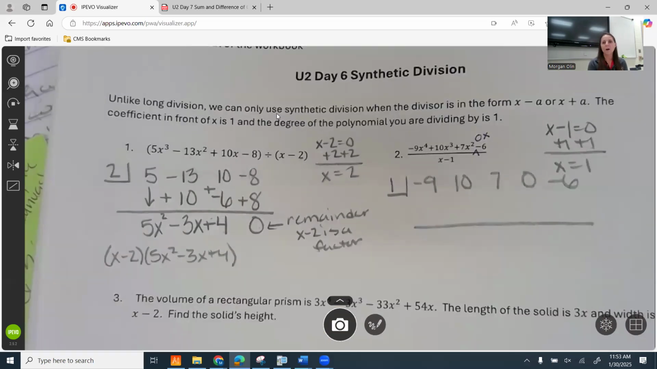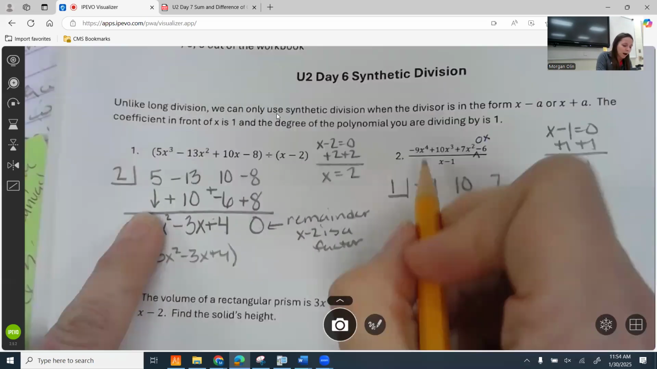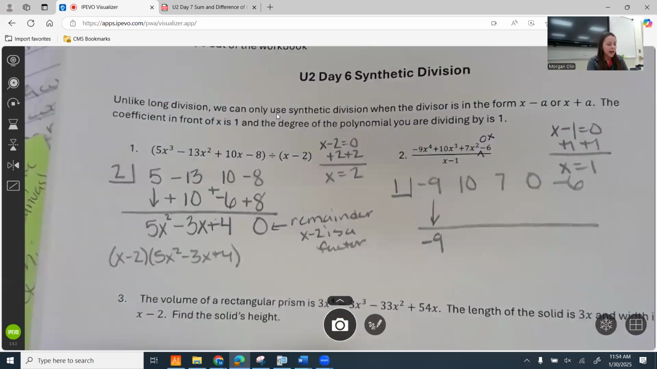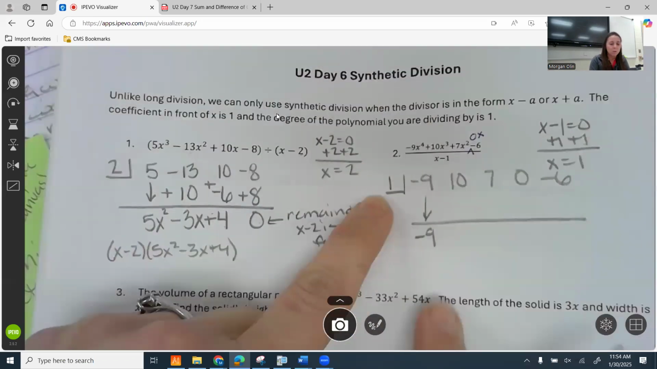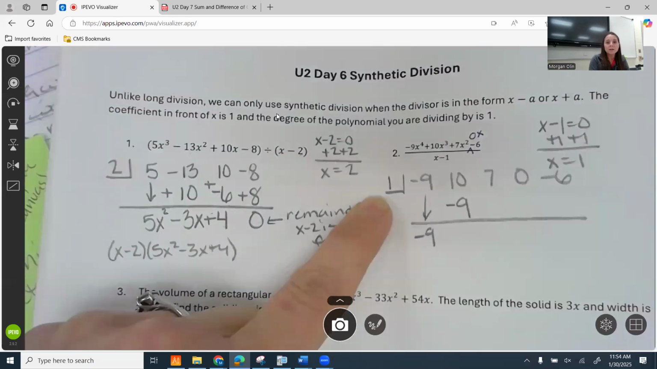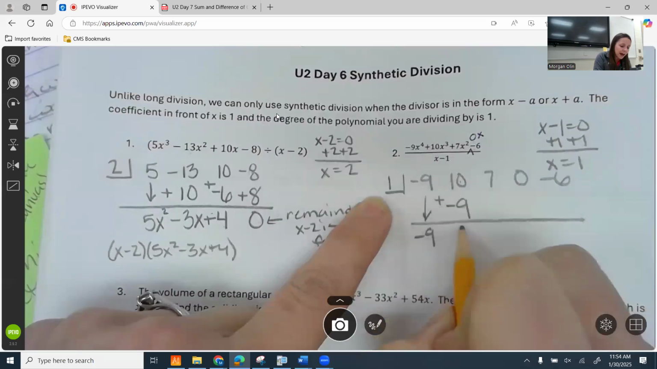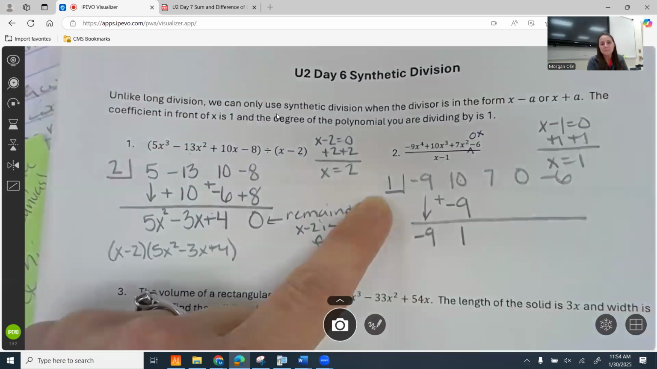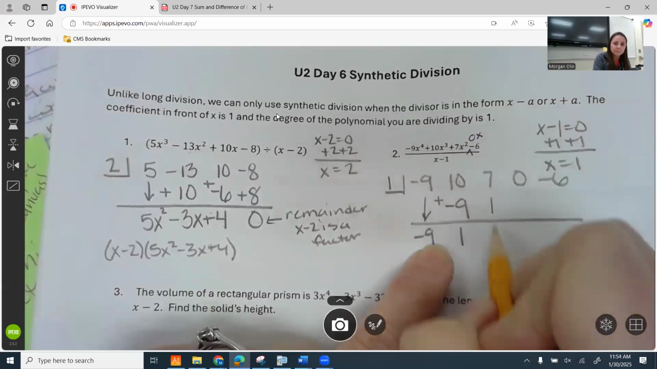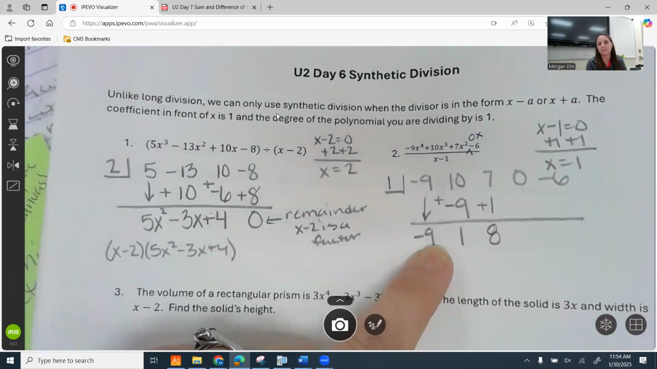All right, now, what is the first thing we did here? We dropped that first term, so I'm going to drop negative 9. Now take negative 9 and multiply it by 1, and I get negative 9. Now, what do we do next? We add these two together. So 10 plus negative 9 is 1. All right, 1 times 1 is 1, and we add. So that gives us 8.